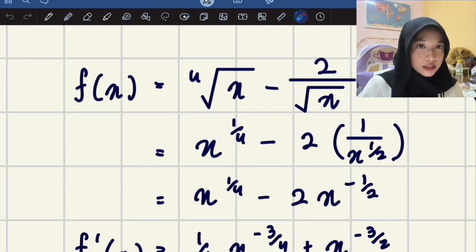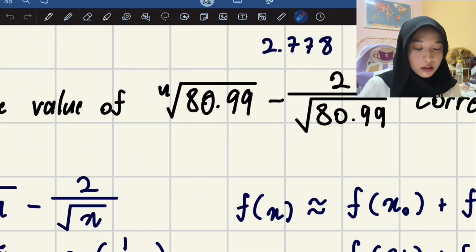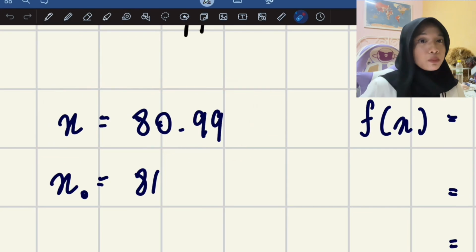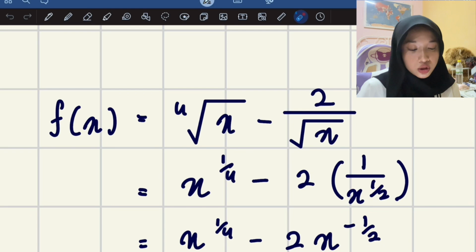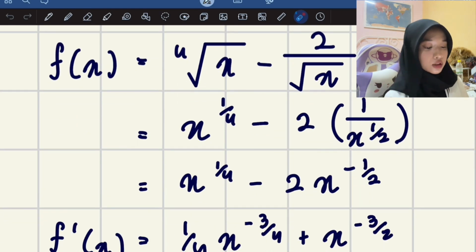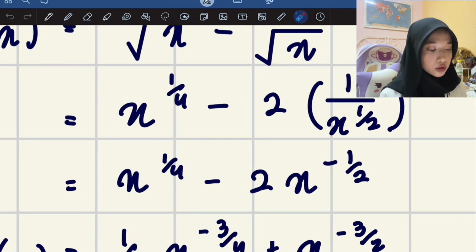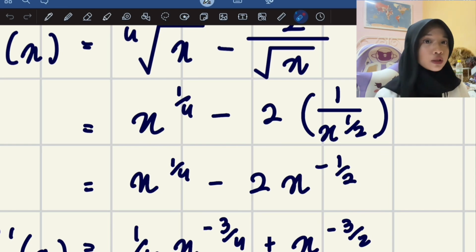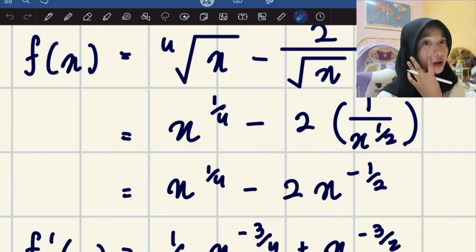So our next step is to find the equation of f(x). Simply replace the number with decimals with x, which we have found in the previous step. So in this case, our equation is f(x) equals 4th root of x minus 2 over the square root of x. Because we have to differentiate this equation in the next step, we will change the form of f(x) into a simpler form in order to differentiate it better: x to the power of 1 over 4 minus 2x to the power of negative 1 over 2.